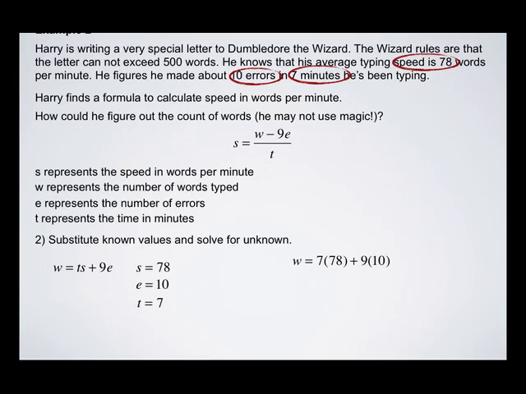We'll substitute these values into the formula. So T is 7, S is 78. So we have 7 times 78, plus 9 times the amount of errors, 10. And then we'll go through and finish off the calculation. Finding W, or the number of words typed, is 636.